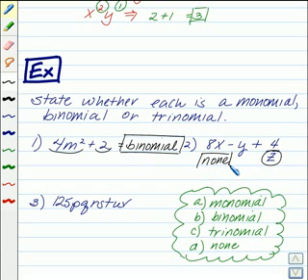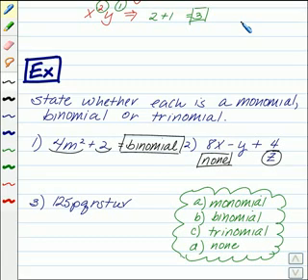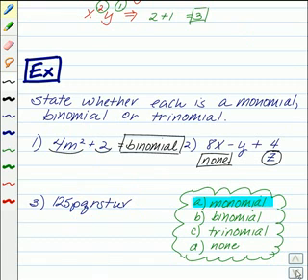Let's have you try number 3. 125 PQRSTUV. Choose A if you think it's a monomial, B if you think it's a binomial, C trinomial, or D none. When you've decided, come back and I'll explain it to you. Welcome back. I hope you chose A, monomial. This is a monomial because it's all one term. There's no adding or subtracting, so it's all one term.